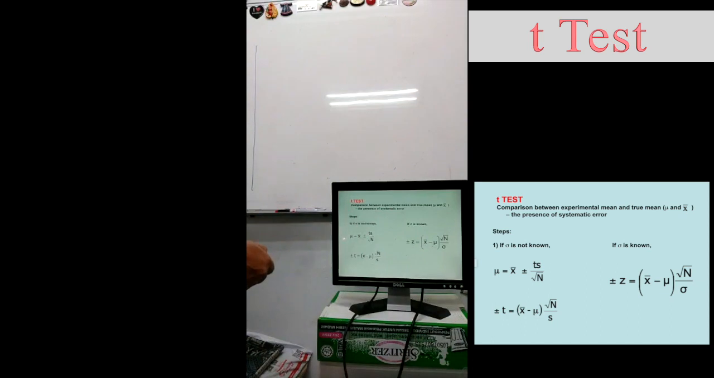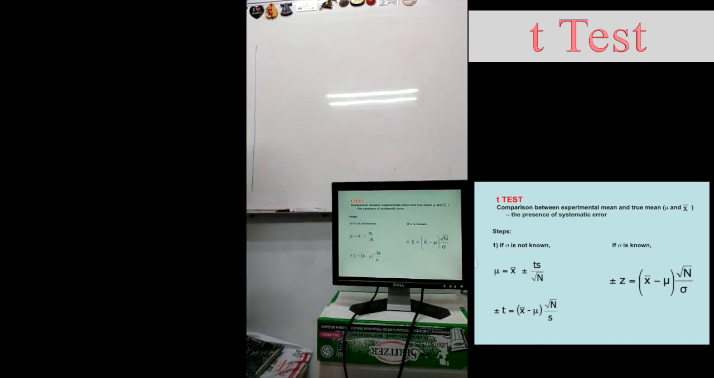If you look here, the formula is to calculate the confidence interval. If you remember, this is for calculating the confidence interval or confidence limit. If sigma is not known, meaning the replicate is below 20, we use this formula. This formula is for when the replicate is above 20. But we are more concerned with this part, the formula for when the replicate is below 20. This formula is for the confidence limit.